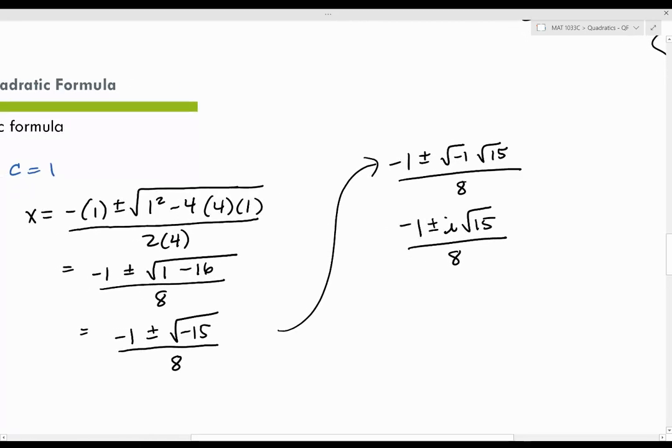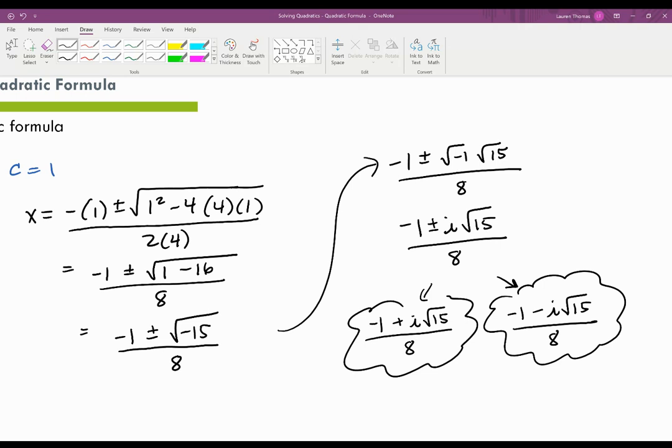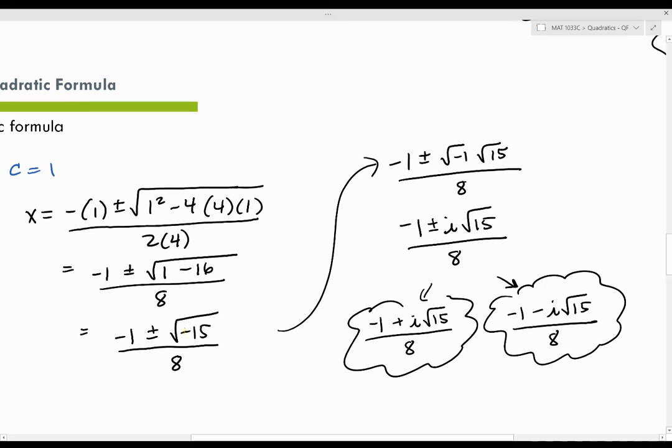So we just need to remember that this is two separate answers. One of them is negative 1 plus i square root of 15, over 8. And the other one is negative 1 minus i square root of 15, over 8. Those are our two answers. So be careful if you have a negative expression underneath your radical, because remember, you know about complex numbers now. Anytime you have a negative under the radical, you can bring that out by turning the square root of negative 1 into i. So be careful for that.